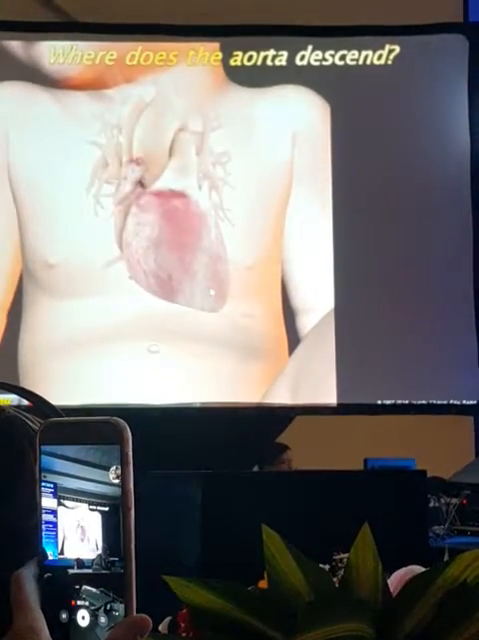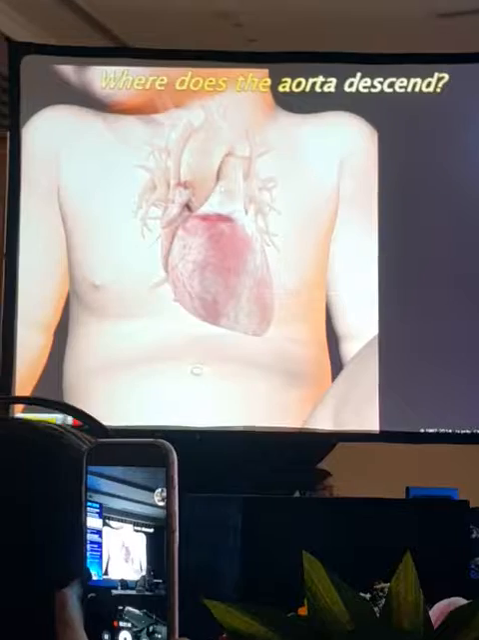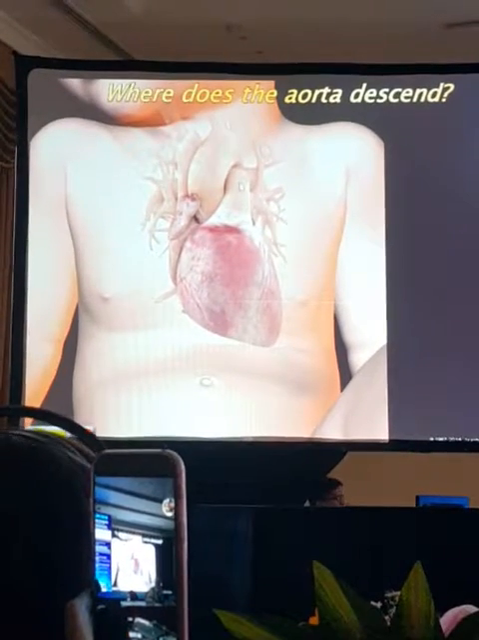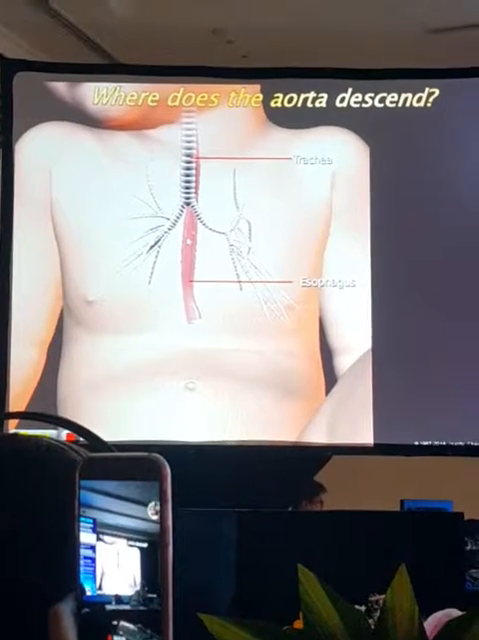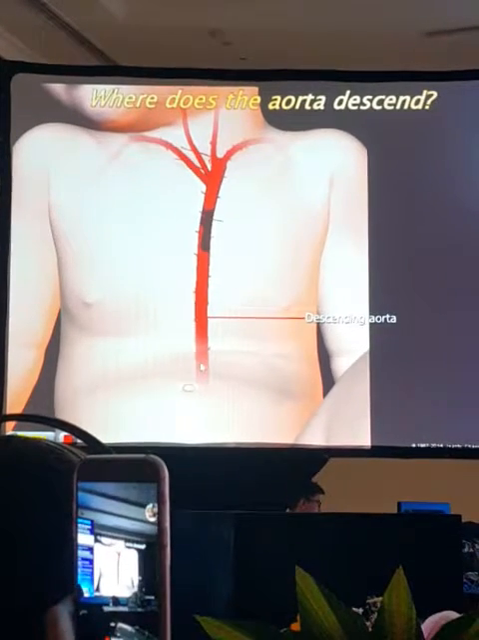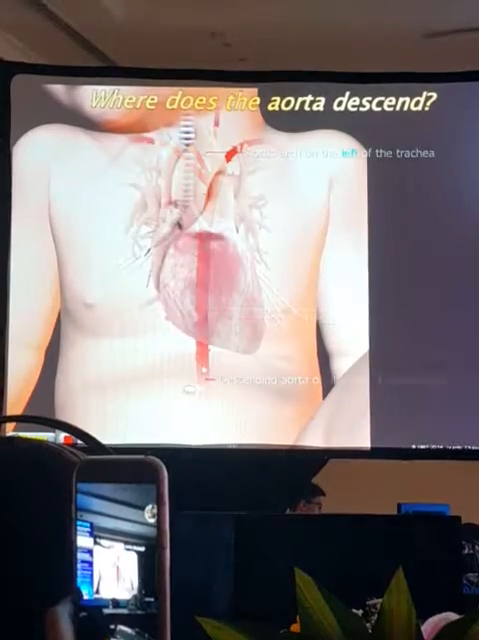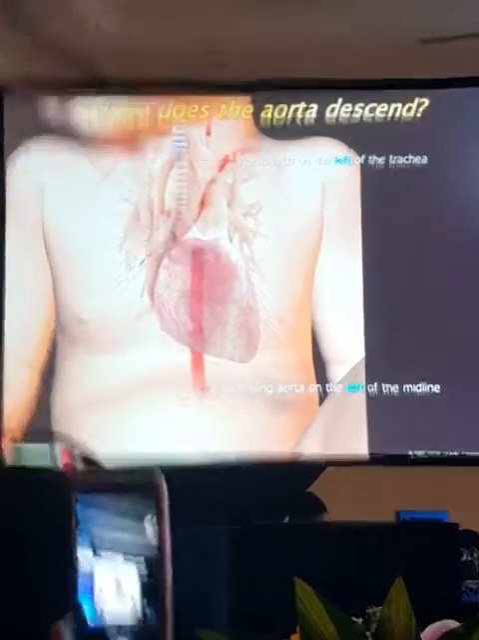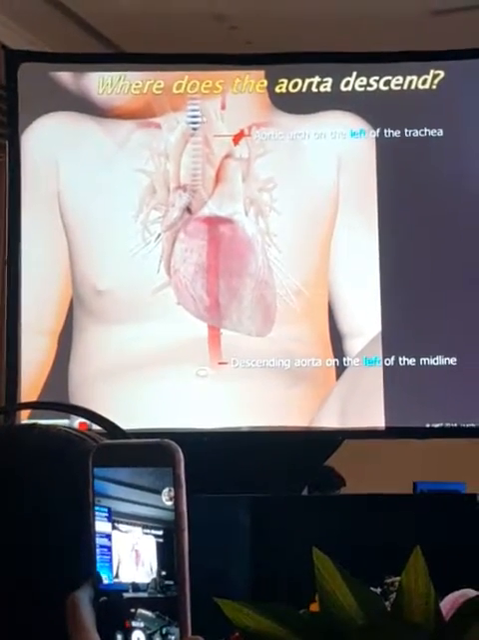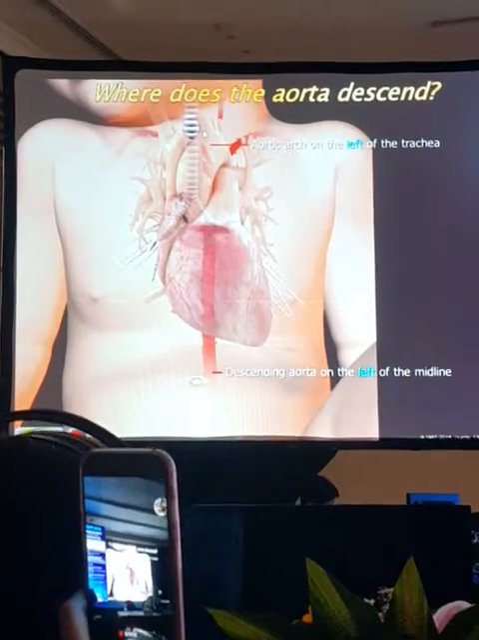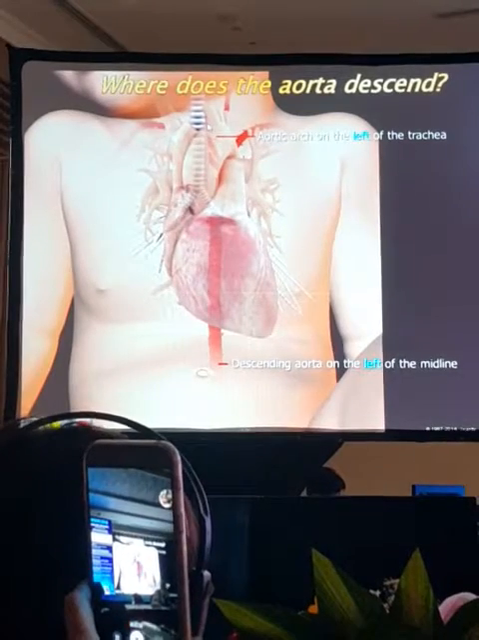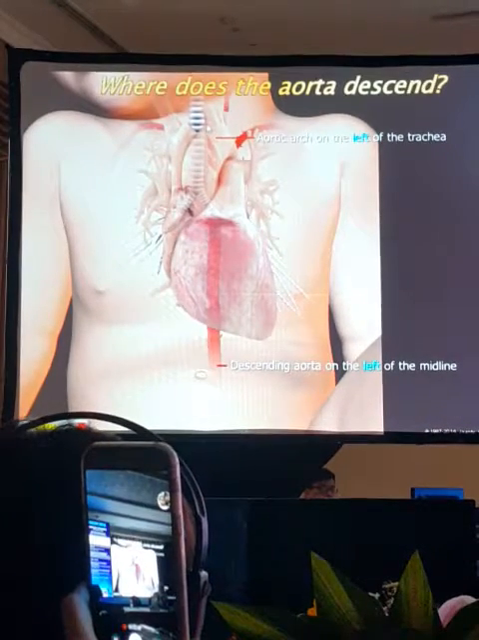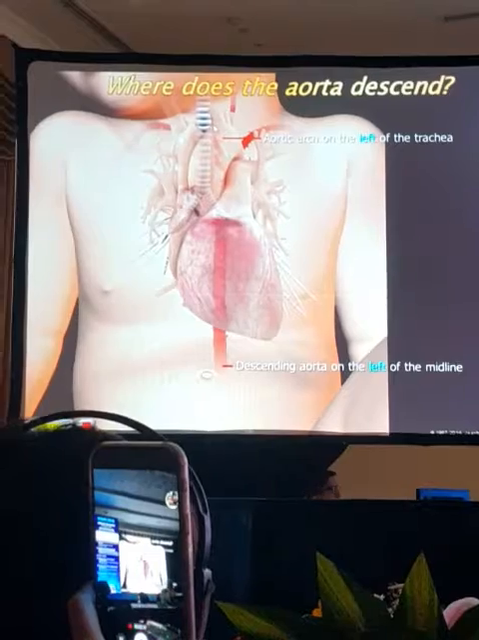Now, where does the aorta descend? Well, here we have the heart, and you see nothing between the aorta and the pulmonary artery. Here we have the trachea, and behind we have the esophagus. And now we have the descending aorta at this level. So normally the aorta should be on the left side of the trachea. Some of you have been raised in the countryside, and you've got chickens or turkeys. You know that in birds, the aorta is on the right side of the trachea.